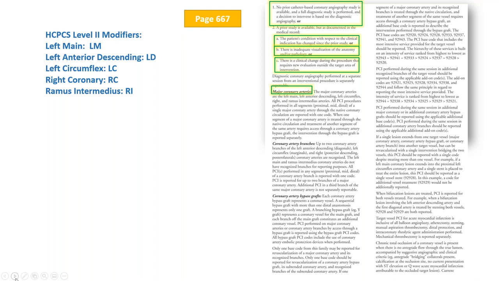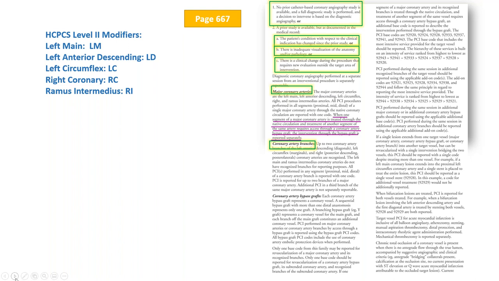Remember that all PCI procedures that are performed in all the segments, whether it be proximal, mid, or distal of a single major coronary artery, if it's all done through native coronary circulation, you only report one code. However, if on that same coronary artery, you have to treat something and go through a coronary artery bypass graft, the intervention through the bypass graft is separately reported. So remember that. I keep it underlined personally, but you can underline, highlight, whatever helps you to remember that. Knock yourself out.